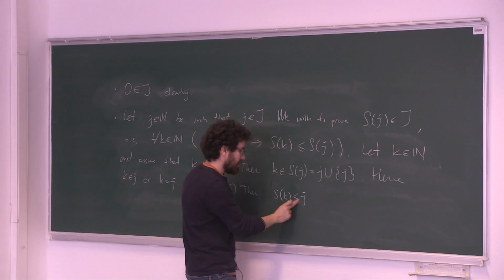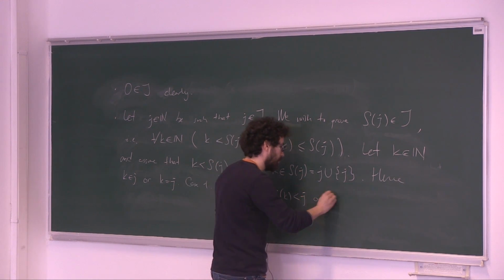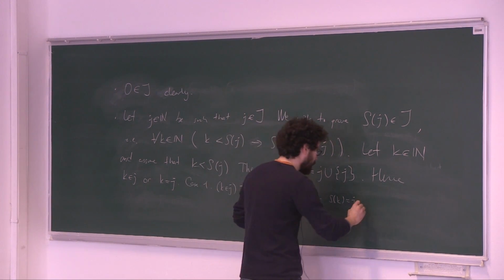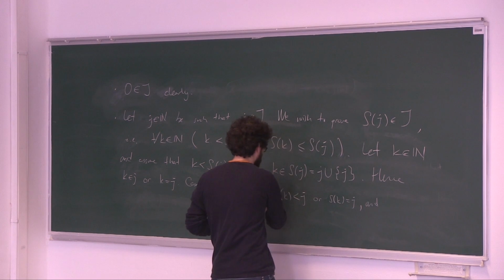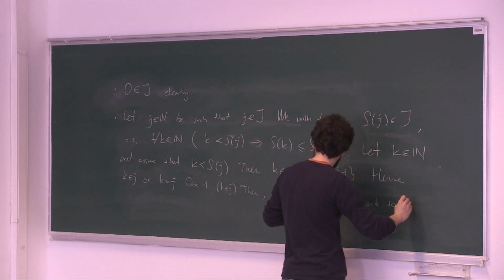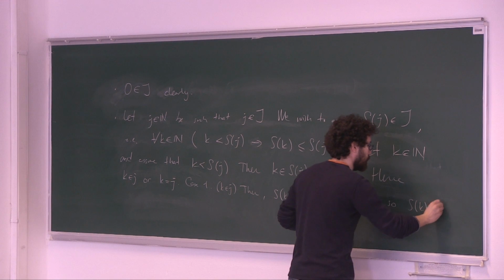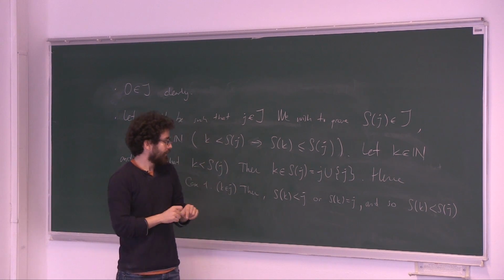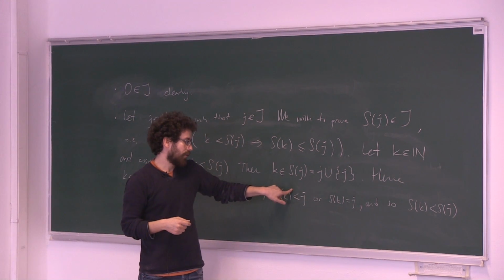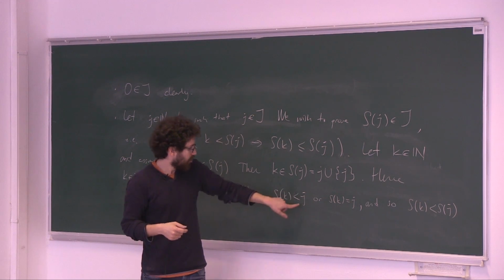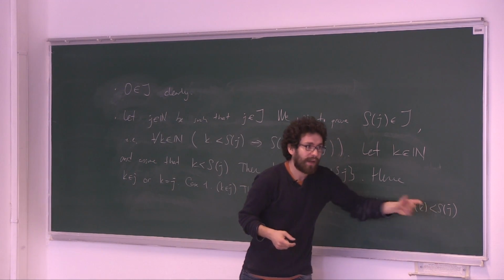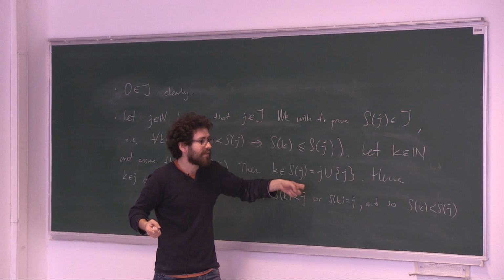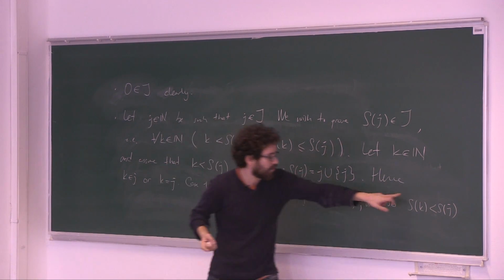What does that mean? It means that it's either strictly less than J or it equals J. In both of these cases, we have that S of K is less than or equal to S of J. Actually, we have strictly less than. Why? Let's say this happened. Then S of K is less than J, and J is less than S of J, right? So I'm using the transitivity which I proved. By transitivity, S of K is strictly less than S of J.